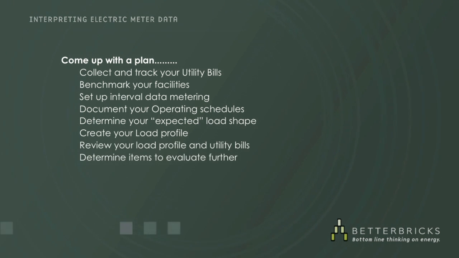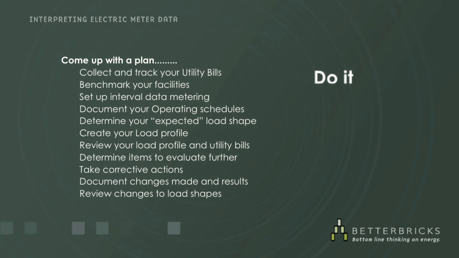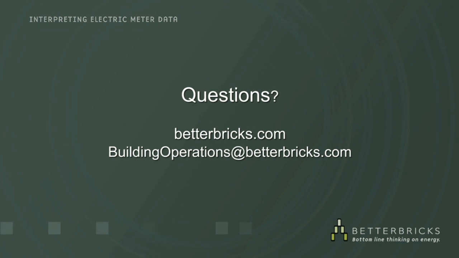After you determine items to evaluate further, you take those corrective actions, document some changes made and the results of those changes, and then review it again. Review those changes to the load shapes, make sure the expected changes have happened, and then do it. You've come up with a plan, you need to do the plan, you need to review the plan, and make sure you're successful.